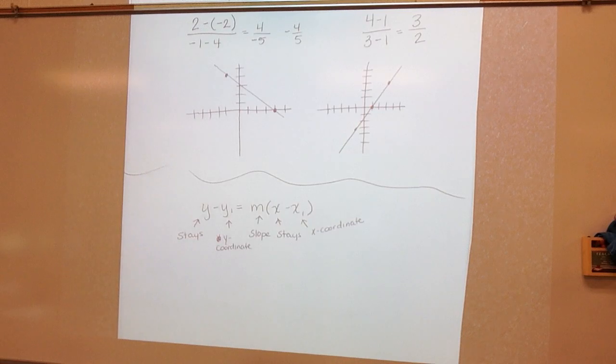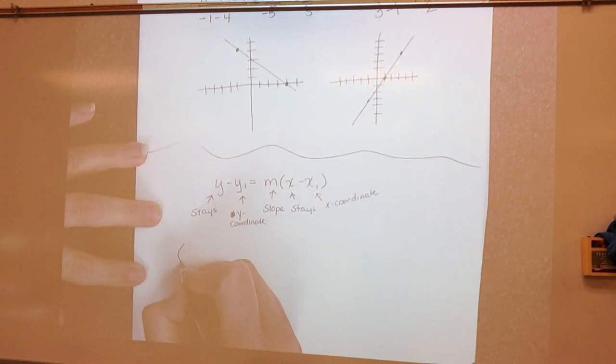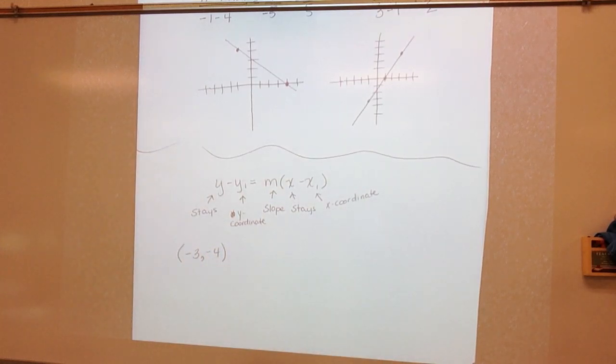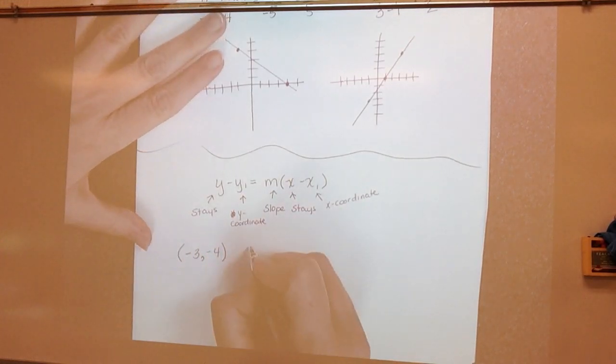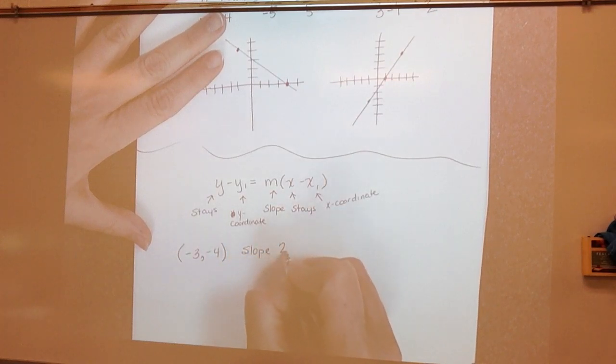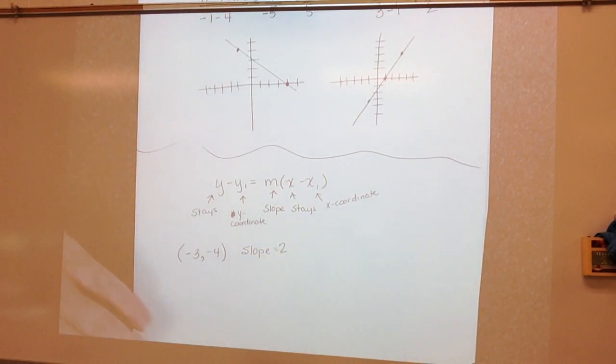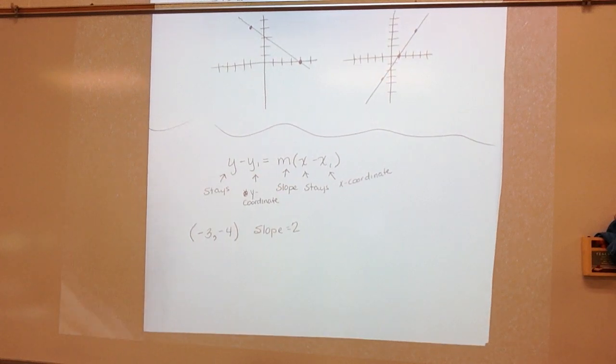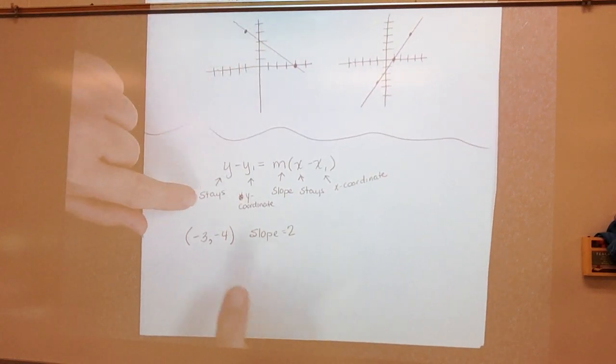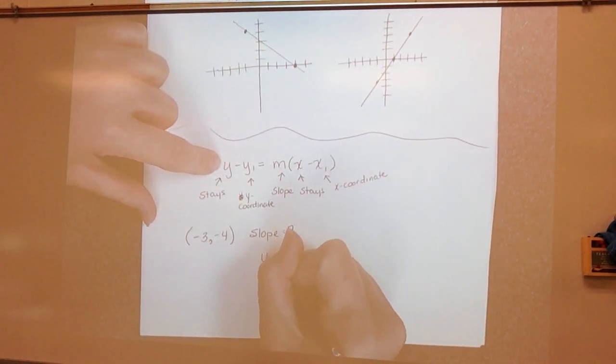All right, so let's say that I'm given a line that passes through the point -3, -4, and it has a slope of 2. I'm going to use the point slope formula to find the equation of this line. They want to know what's the equation. So I told you the y stays.